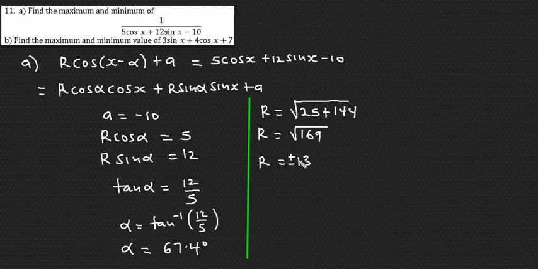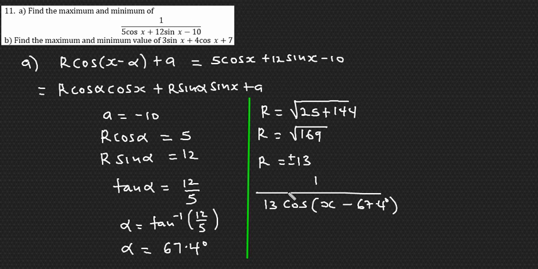Plus or minus, we shall use the magnitude here. So in that case, we have 1 over this one here, which is going to be 13, then cos(x minus our alpha, which is 67.4 degrees). Now, how can we find the maximum value and the minimum value of an expression?